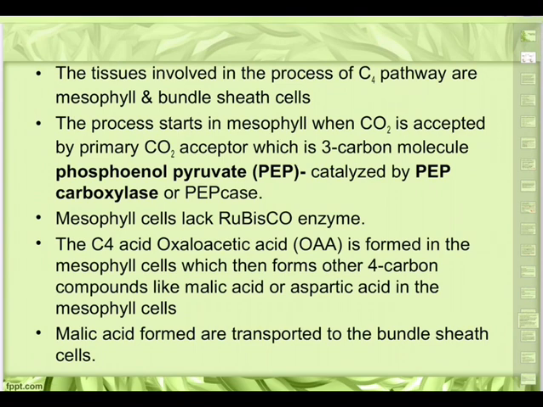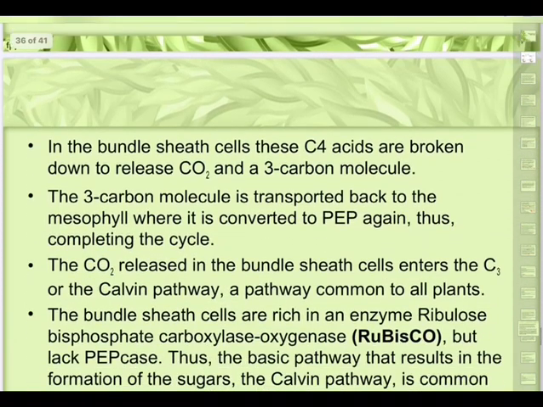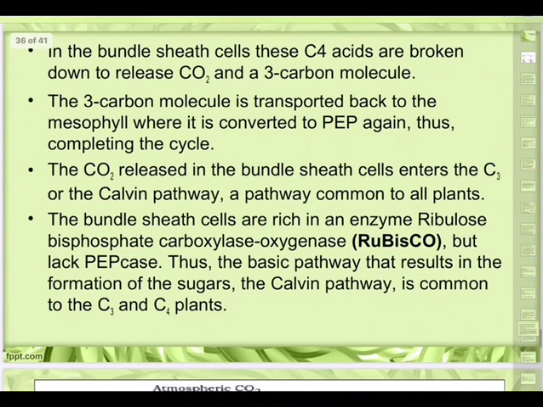The process starts in the mesophyll when CO2 is accepted by the primary CO2 acceptor, which is the 3-carbon molecule PEP, phosphoenolpyruvate. This is catalyzed by PEP carboxylase, or PEPcase. So mesophyll cells lack the Rubisco enzyme. They don't have that. So C4 acid OAA is formed in the mesophyll cells, which then forms other 4-carbon compounds like malic acid and aspartic acid. Malic acid formed is transported to the bundle sheath cells. Once transported there, the malic acid will become a 6-carbon intermediate, and then phosphoglyceric acid, which is 2 molecules. The PGA enters into the Calvin cycle, and the Calvin cycle results in regeneration of ribulose bisphosphate.